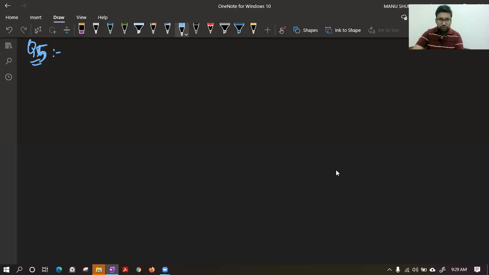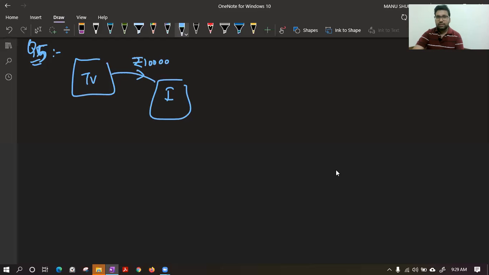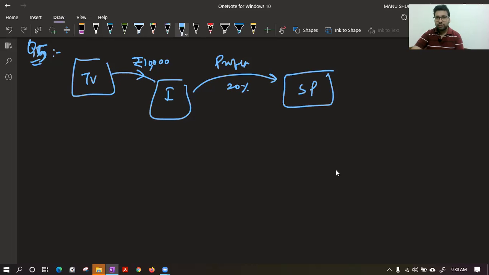Question number 5: I buy a TV. He buys a TV for rupees 10,000. So he purchased it for rupees 10,000 from a shopkeeper. Then he is selling it at a profit of 20%. This 10,000 is the cost price.